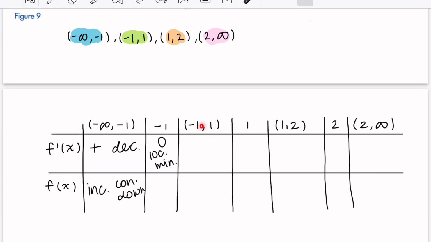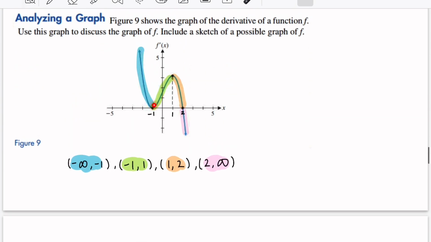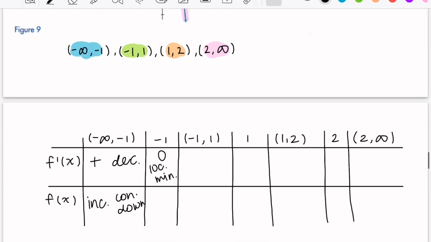Now let's look at the interval -1 to 1. So in this case, we see that our derivative, all of our output values are still positive, but now in this case, f prime of x is increasing. So it's positive and increasing. So then that tells us that our function is going to be increasing and concave up.